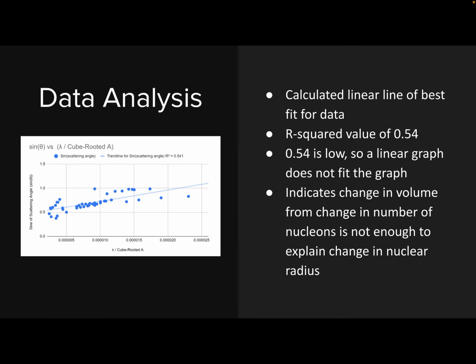R-squared values basically measure the amount of variation the data points have from the line of best fit, and it's on a scale from 0 to 1, with 1 being the most linear. The closer you are to 1, the more linear it is. And 0.5 is very low, so a linear graph does not fit the data, which means that the change in volume, the change in number of nucleons, is not enough to explain the nuclear radius, and there must be other factors at play. As you can see here, the scatter plot data does not look very linear, and the linear approximation doesn't work as well.